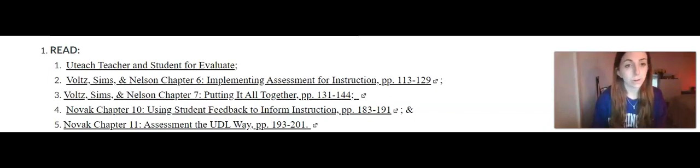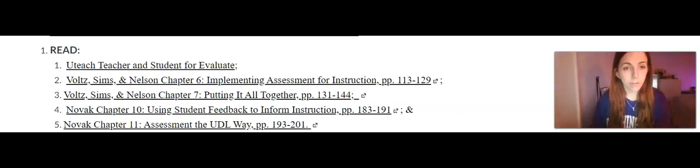The third one from Volts and Sims, chapter 7, is all about students getting choice, which is critical within our learning objective because the learning objective requires multiple product types that give students a choice that aligns with their strengths. That encompasses what UDL is about. That encompasses what this class is about. The whole point of this lesson plan is providing choices for our students.